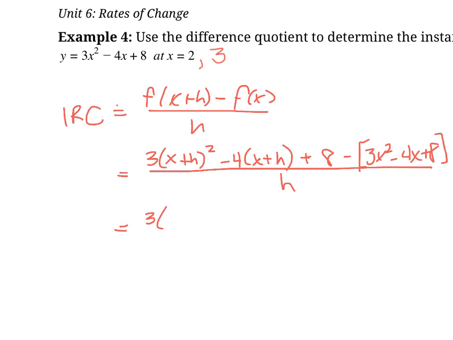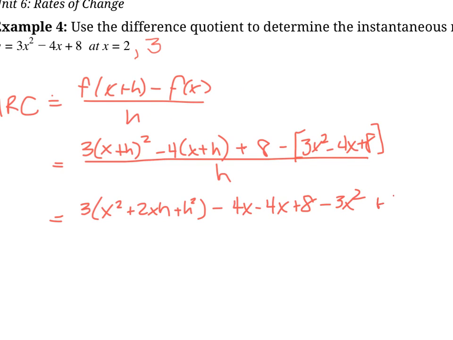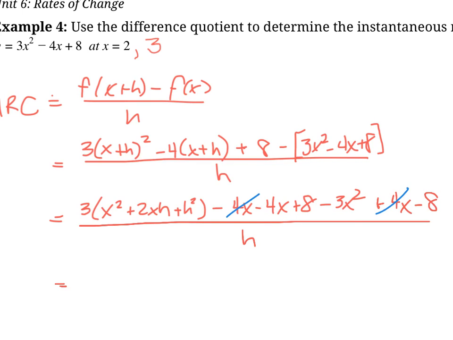So that's going to be 3. I'm going to simplify this, x squared plus 2xh plus h squared, minus 4x minus 4h plus 8 minus 3x squared, barely fits, plus 4x minus 8. Whoa, that looks crazy. But look what happens. Already, this 4x and this negative 4x are going to cancel out. This 8 and this negative 8 are going to cancel out. So it's already gotten a lot simpler just by canceling a few little things out.